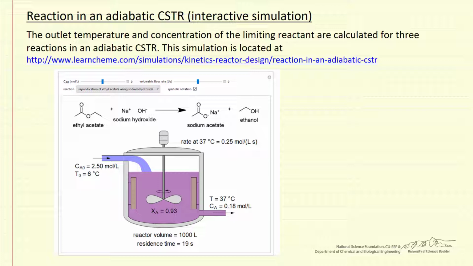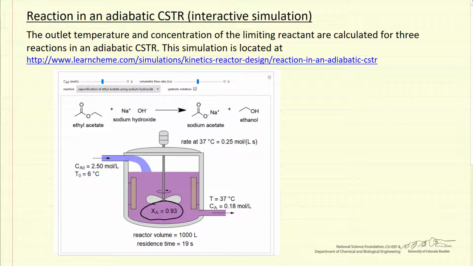The simulation is set up so that the colors approximately correspond to how high the temperature is. So low temperature, 6 degrees, is blue. As the temperature increases, the colors become purple, more purple, and then they become red at the highest temperature. The simulation also displays the fractional conversion, XA. In this case, 93% of that limiting reactant A has reacted to product.